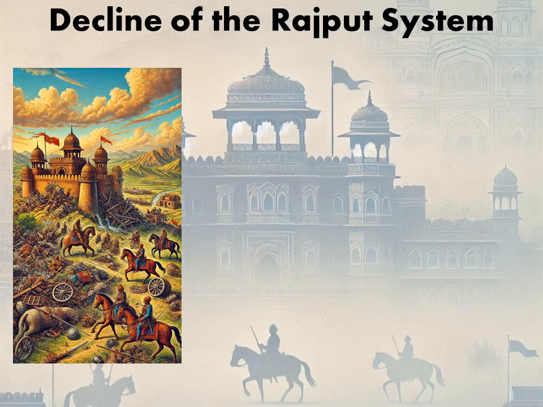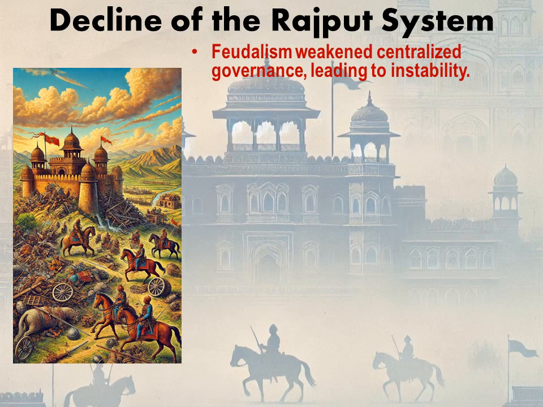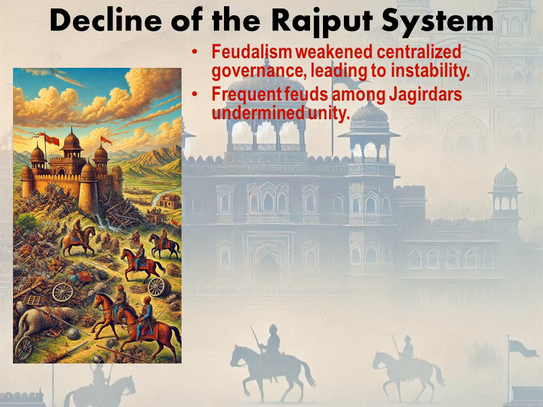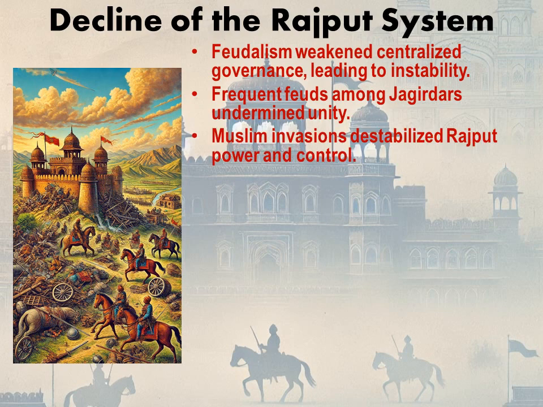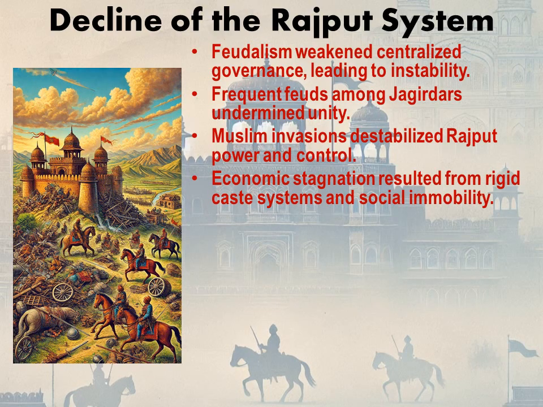Decline of the Rajput system. Feudalism weakened central governance, leading to instability. Frequent feuds among the jaigirdars undermined unity. Muslim invasions destabilized Rajput power and control. Economic stagnation resulted from rigid caste systems and social immobility.